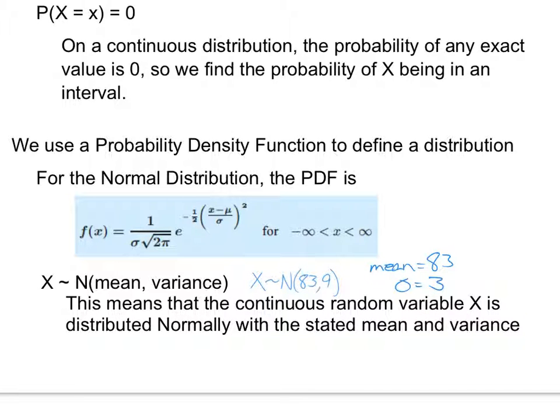And actually, one thing you'll sometimes see, because they want to help you remember that that's variance, is this written as X is distributed normally with 83, comma, and they'll actually write 3 squared to remind you that that's the variance, and to make it obvious that the standard deviation is 3.